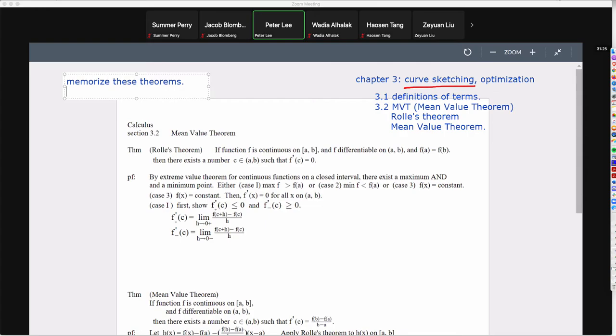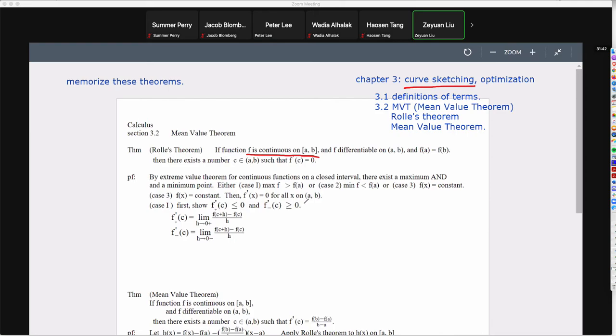So, for example, if you look at Rolle's theorem, it says here, if function f is continuous on closed [a, b], what does that exactly mean? Many students are having a problem right here. f is continuous on [a, b]. So what does that mean?